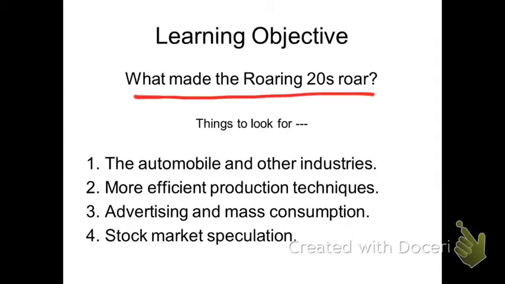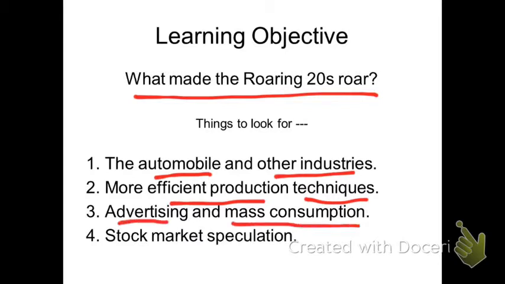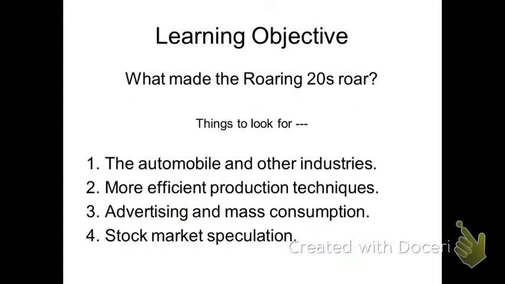And the learning objective is what made the 20s roar. Things we need to look for: the automobile and other industries, automobile, airplane industries, for example. Number 2, more efficient production techniques. We're looking at how things improved, how we were able to mass produce things in this decade. Advertising and mass consumption for number 3. And then, of course, the stock market speculation. Those will be some of the things that we'll be looking at as we go through this section.